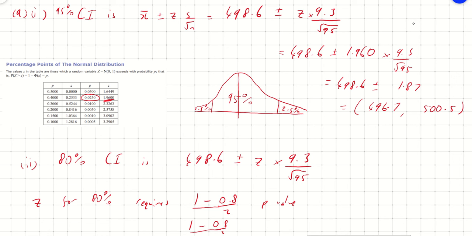1 minus 0.8, all over 2. So that's 0.2 over 2, equals 0.1. So we're going to look at the 0.1 p-value. So 0.1 p-value, if you look further up, I'm going to circle it again. That's the 0.1 p-value. So that gives z equals 1.2816 from our table.